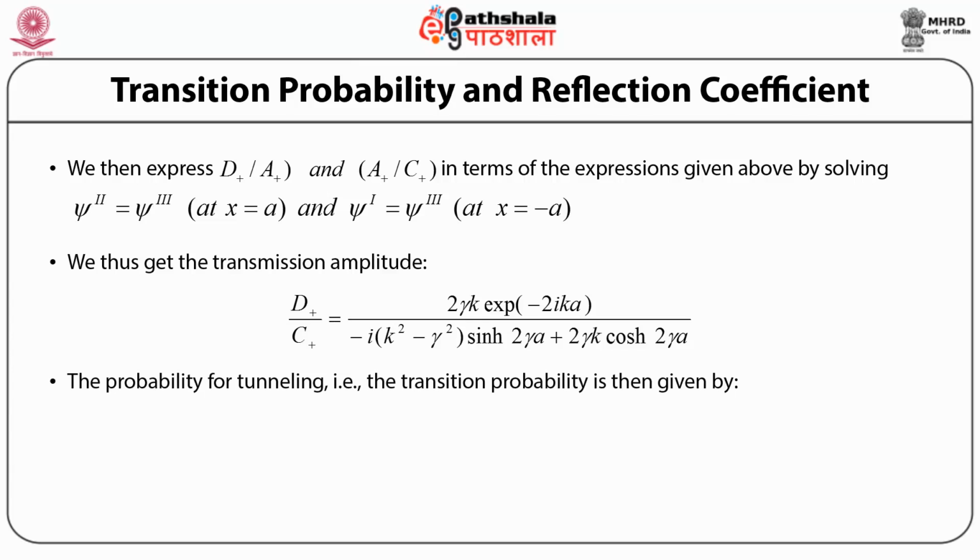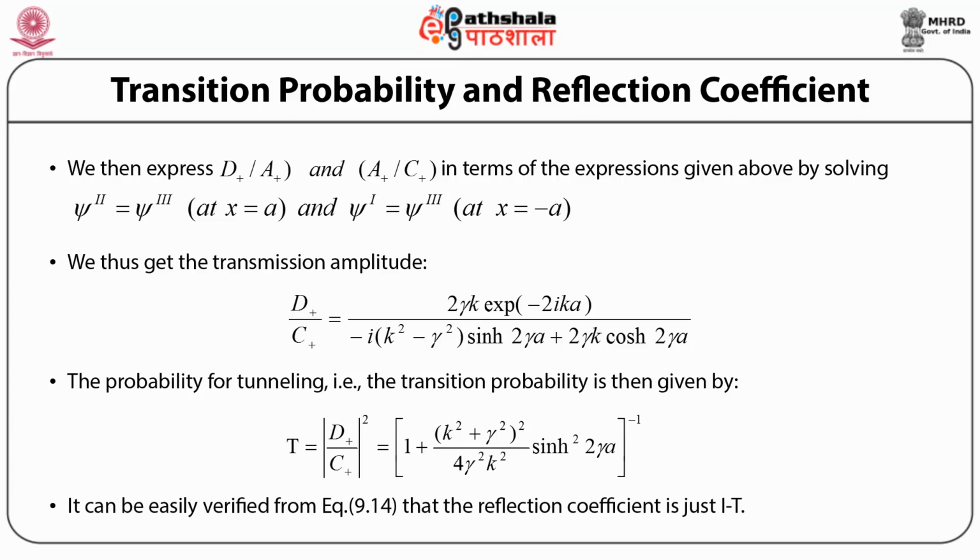The probability for tunneling, that is the transmission probability, is then given by T equal to the square of modulus d plus by c plus, which is equal to the inverse of 1 plus (k squared plus gamma squared) squared divided by 4 gamma squared k squared into sinh squared 2 gamma a. It can be easily verified from equation 14 that the reflection coefficient is just 1 minus T.